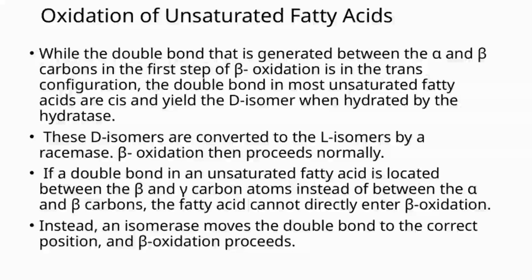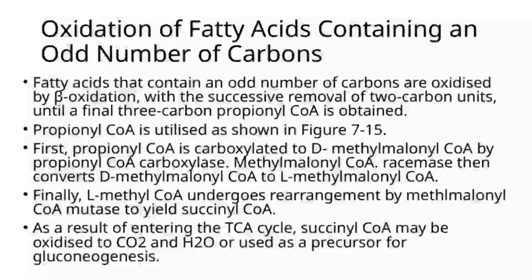Let's take a look at how fatty acids with an odd number of carbons are broken down. During beta-oxidation, these fatty acids are progressively shortened by removing 2 carbon units at a time. This process continues until we're left with a 3-carbon molecule called propionyl-CoA. This is a key point because, unlike even-chain fatty acids, which enter the TCA cycle directly as acetyl-CoA, odd-chain fatty acids produce this propionyl-CoA, which needs to be converted into a form that can enter the cycle.